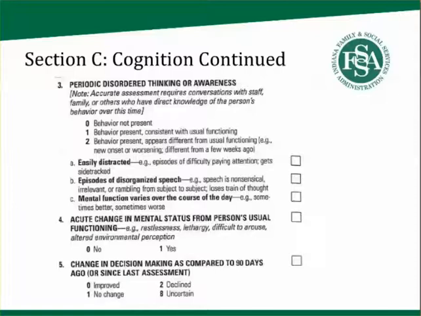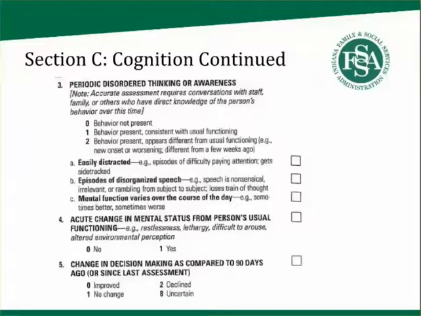Section C3 is exploring the periodic disordered thinking or awareness of an individual. This may indicate presence of delirium. Some characteristics of delirium may be demonstrated by disordered thinking and exhibited through rambling, irrelevancy, or incoherent speech.